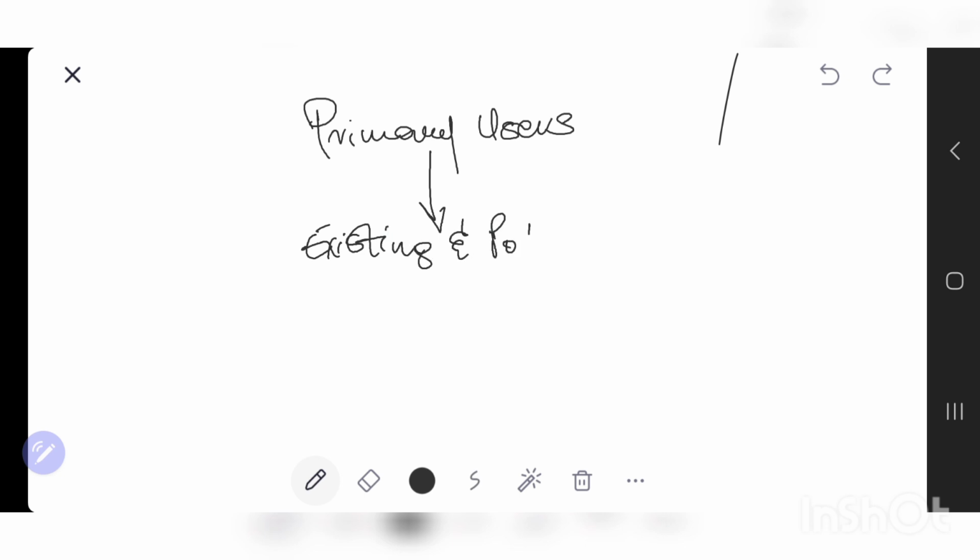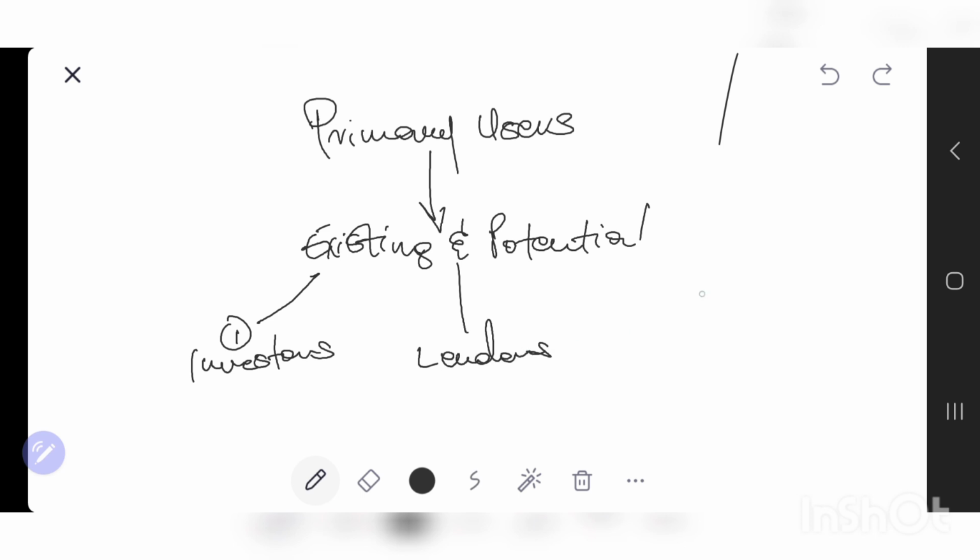So there's a concept, guys, called primary users. They will ask you who the primary users of financial information are, and when you're answering, you'll tell them that it's the existing and potential investors, the lenders, and other creditors. So this is the answer you give them.